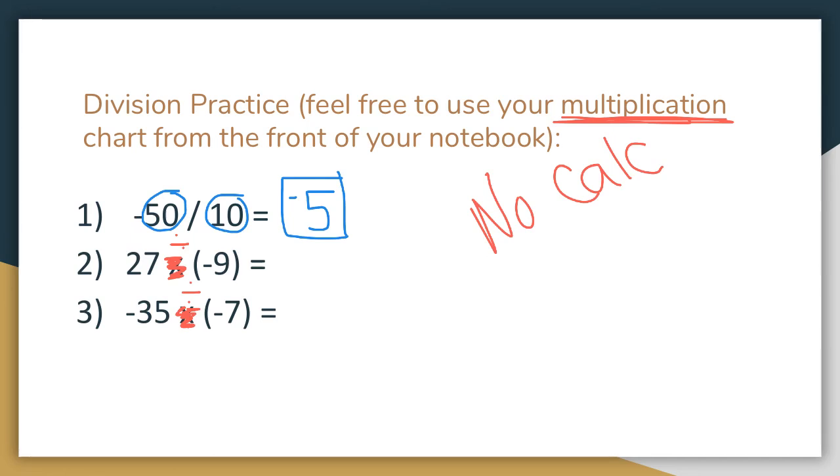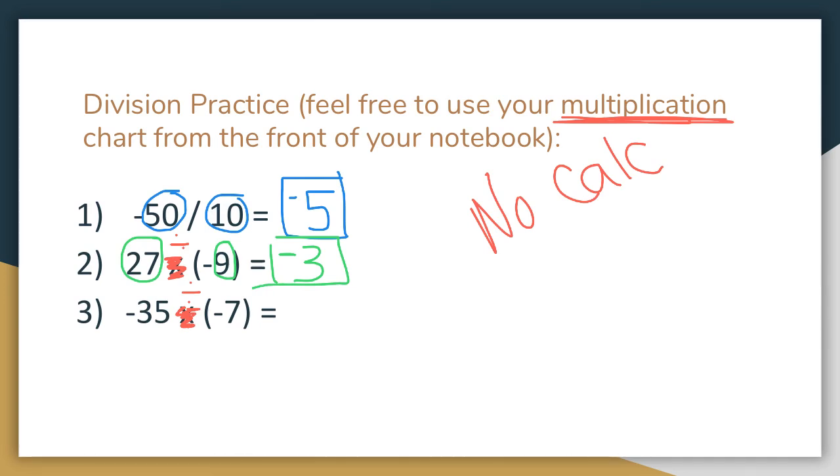All right, next one, we had a 27 and a 9. Let's just deal with the numbers first. 27 divided by 9 is 3. And then let's figure out our sign. So we had a positive 27 and a -9. And when we have different signs, our answer will be negative.